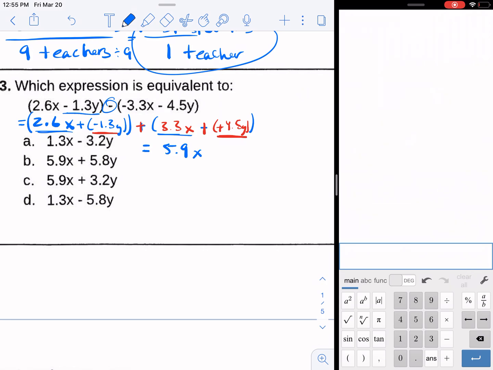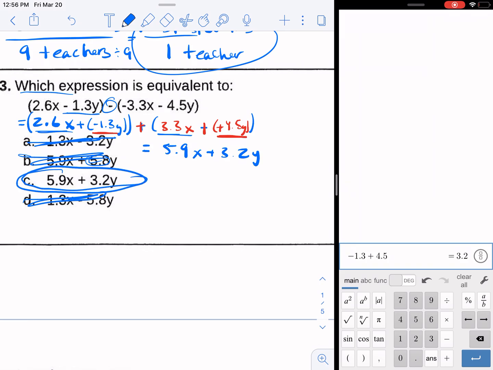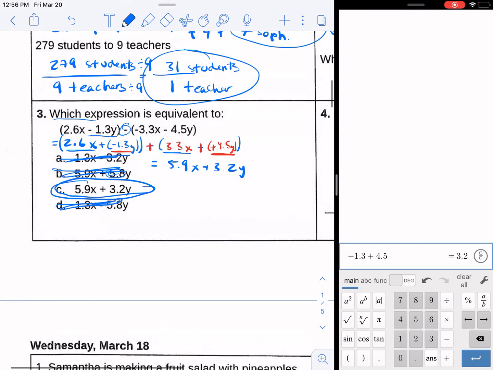So I'm going to do negative 1.3 plus 4.5. And so I'm just double checking. Negative 1.3, 4.5. We're going to have plus 3.2y. So which expression? Well, it looks like it's going to be not that one, not that one. That's not a 5.8y, no. Should be C. Okay. So that was number 3.